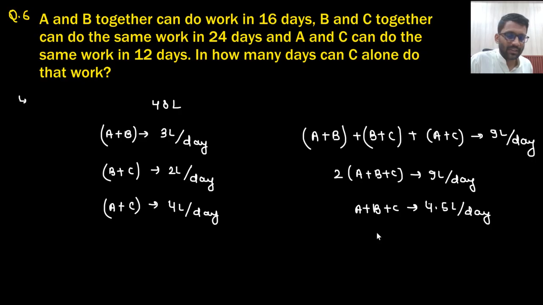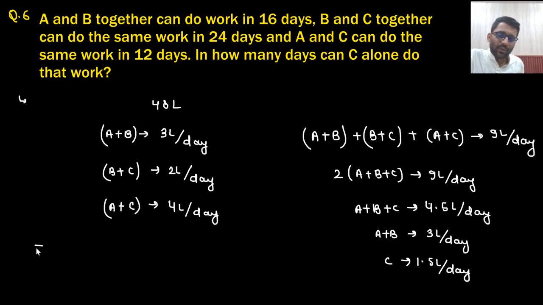Now how much is A plus B eating? A plus B is eating 3 laddu per day. That means C is eating 1.5 laddu per day. Say yes or no. So from here what did you get to know? That C is eating 1.5 laddu per day.